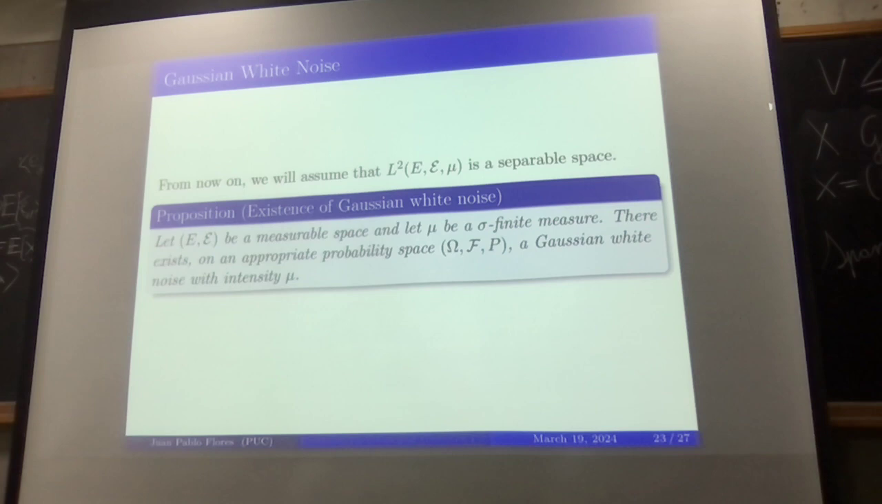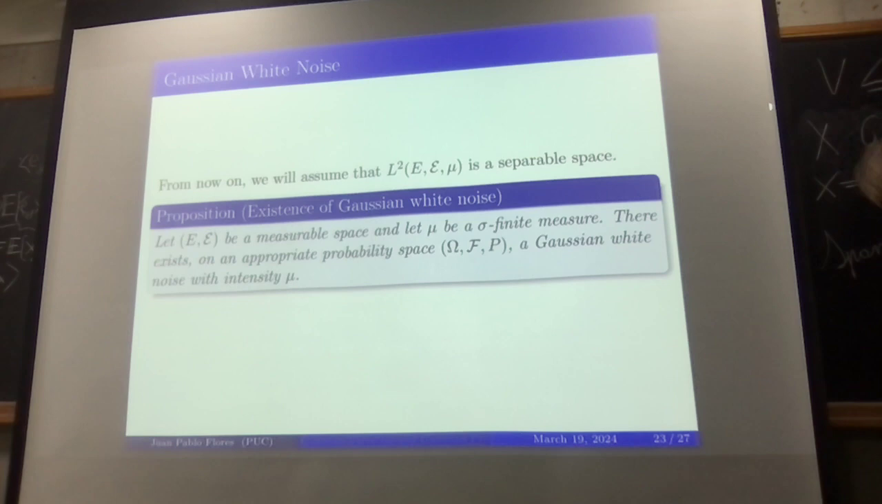And the important result here: the existence of a Gaussian white noise. That is not obvious, I think. So from now on, we are assuming that this L2 space is a separable space. The result also holds when it is not separable, but it is not necessary. So we have this measure space with sigma-finite measure mu. The claim is that there exists some appropriate probability space, omega F P, such that there exists a Gaussian white noise with intensity mu that is taking values there.